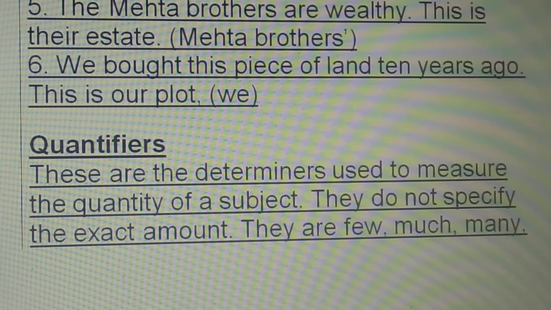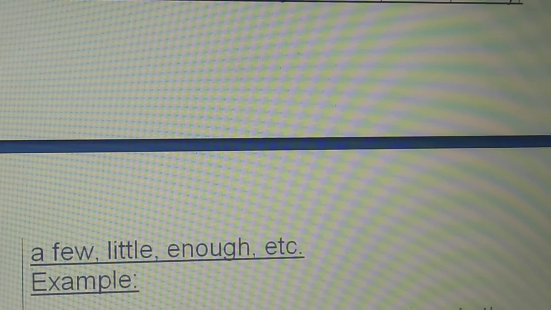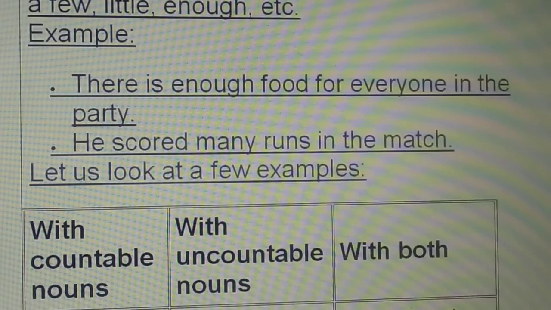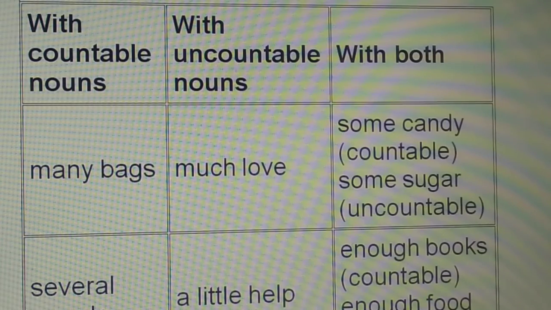These are the determiners used to measure the quantity of a subject. They do not specify the exact amount. Few, much, many. We don't come to know exactly how much or how many. There is enough food for everyone in the party. He scored many runs in the match. Let us look at a few examples. Many bags, much love, some candy.